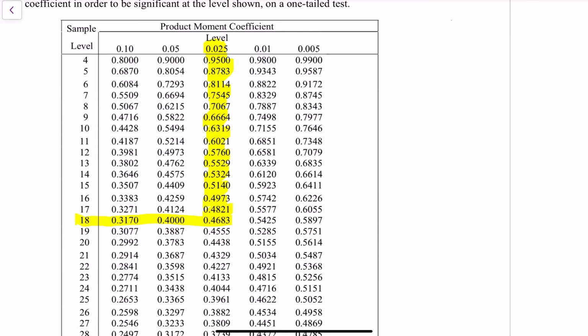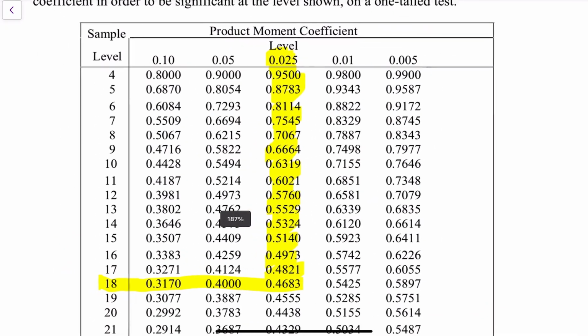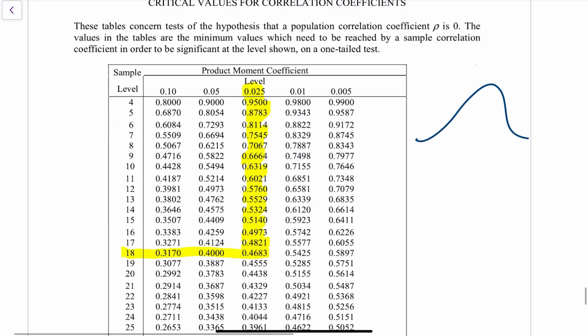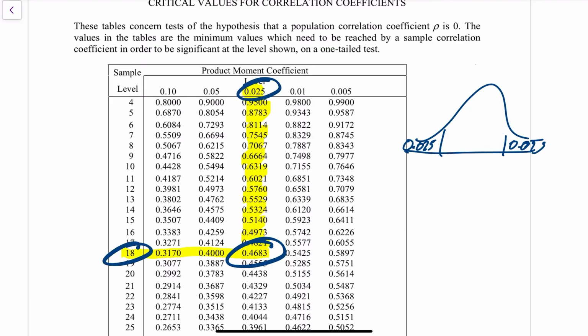There we are. I have done this already. You go to your product moment correlation coefficient. It was 5%, but because it was a two-tailed test, that means 2.5% is at each end. So you're looking here at 18 degrees of freedom, and what they meet up as is going to be minus 0.4683 or plus 0.4683.